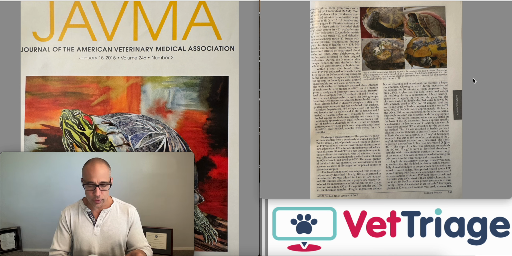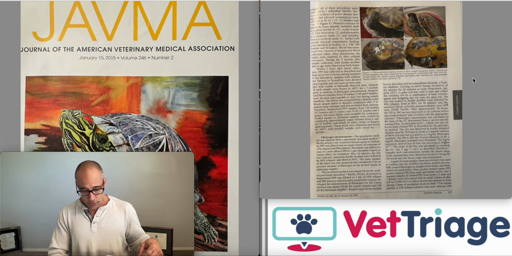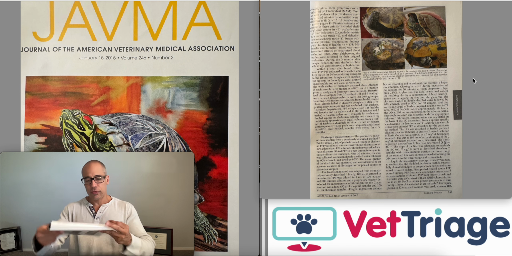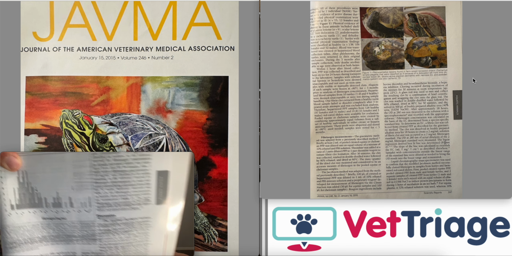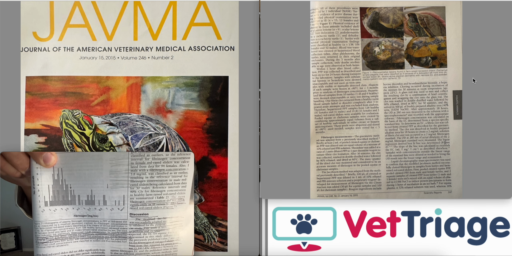No differences were noted in the protein electrophoresis band patterns of male and female red-eared sliders. And then this is a chart I'm going to reference right now for those who care to pause it and look at it more specifically.